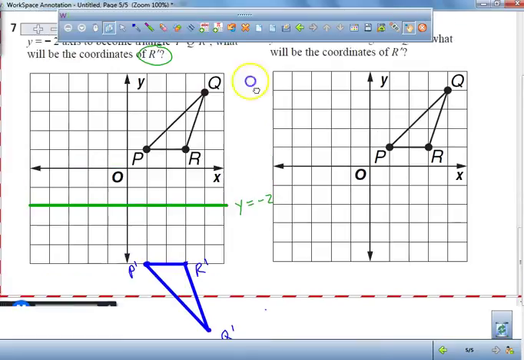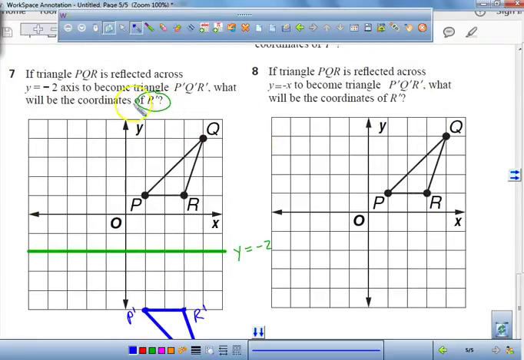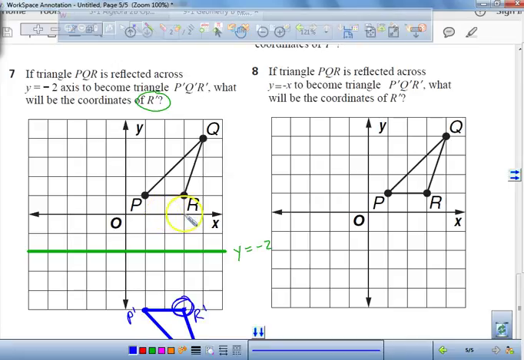Okay? So right now, what are we looking for? We're just looking for the coordinates of R prime. Those coordinates right there is what you're looking for. So from the origin, how far do we go over? 1, 2, 3. So we know we're at positive 3. And from right here, how far do we go down? 1, 2, 3, 4, 5. So where would I be? And that's your answer. Right there.